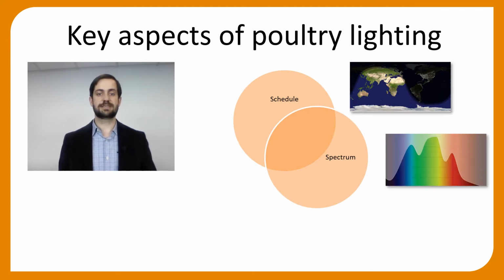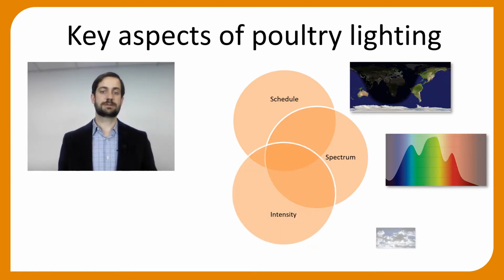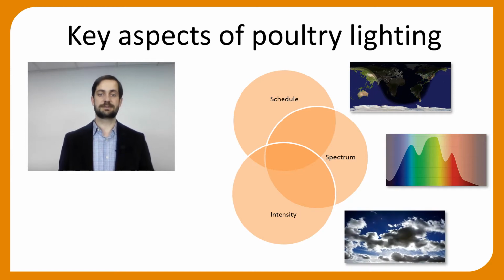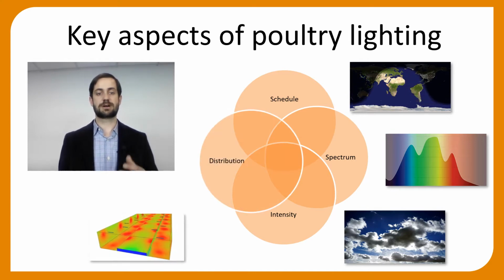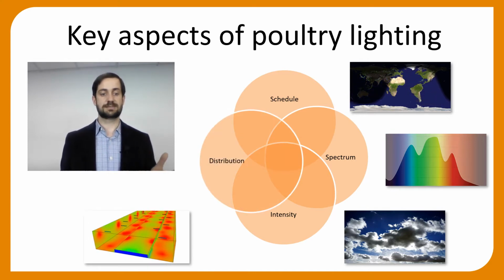Light spectrum is the entire mixture of light wavelengths that together are perceived as color. The third aspect is intensity, which corresponds to how bright the light is perceived. The final aspect is distribution, meaning how the light is distributed across the floor or within a system.